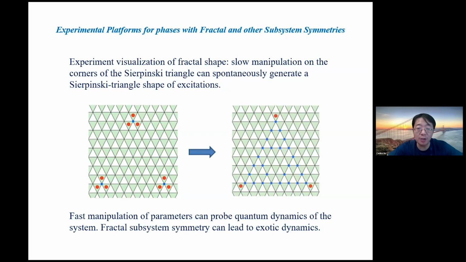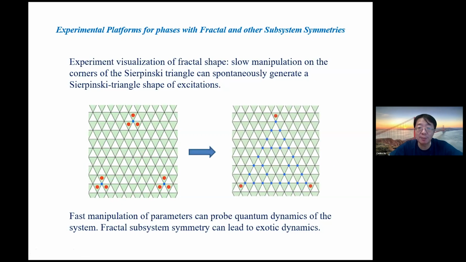And number 2: suppose I slowly manipulate the 3 atoms, we can create a Sierpinski triangle. But suppose I manipulate the parameters fast, then I can probe the quantum dynamics. For example, if I quench the system, changing the Hamiltonian very fast, we can probe its quantum dynamics. For systems with subsystem symmetry or even fractal symmetry, the quantum dynamics can be very interesting because these corners have very low mobility. They are very immobile.